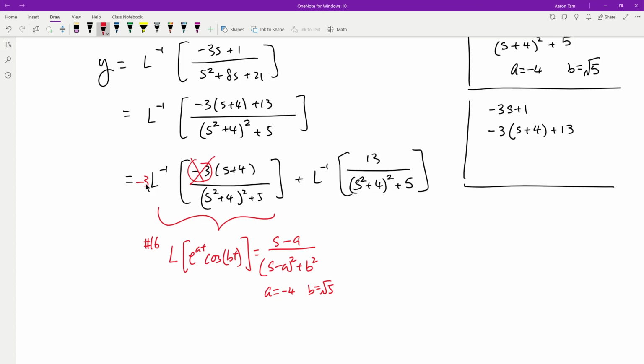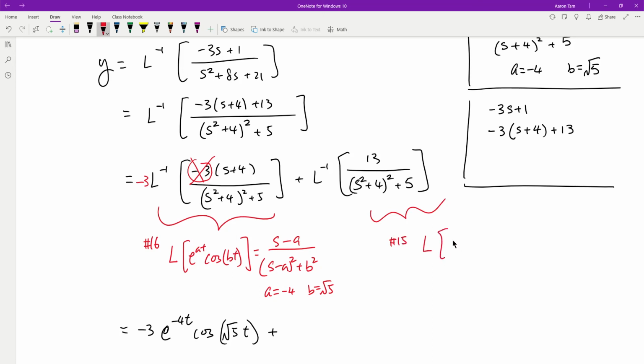So therefore, that tells me the front part will be just -3 multiplied by e to the a, which is -4, t, cosine bt, which is radical 5t, plus. So now let's do the back end. The back end, looks to me like number 15. So rule number 15 says the following.